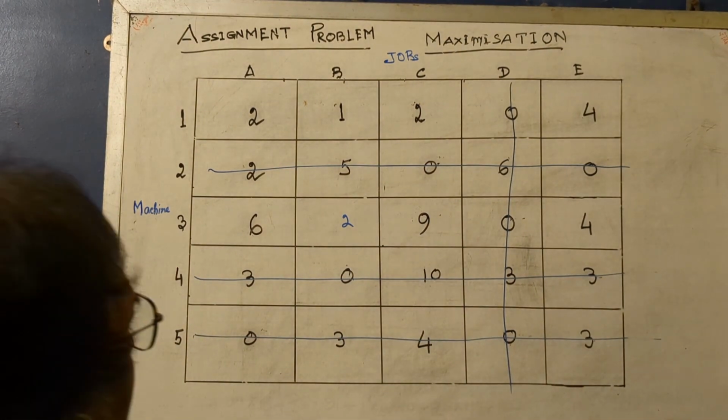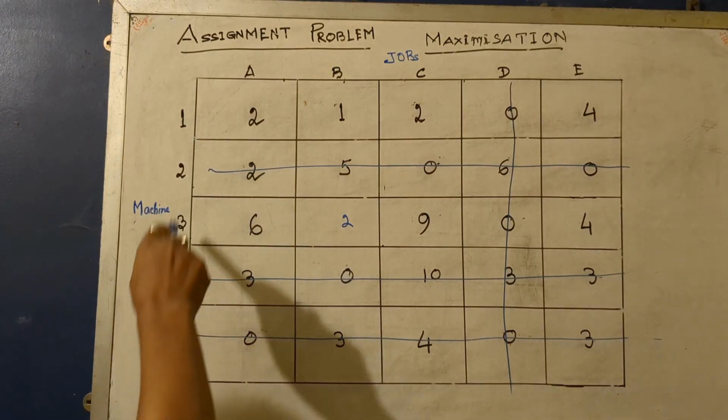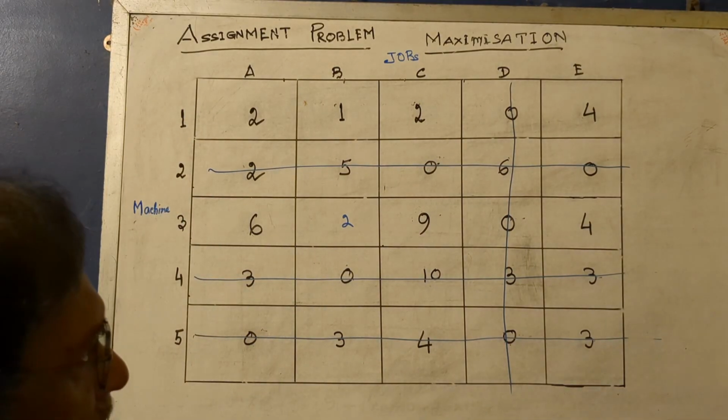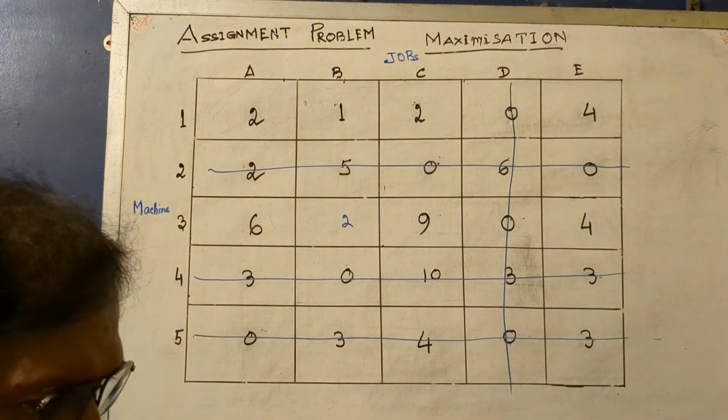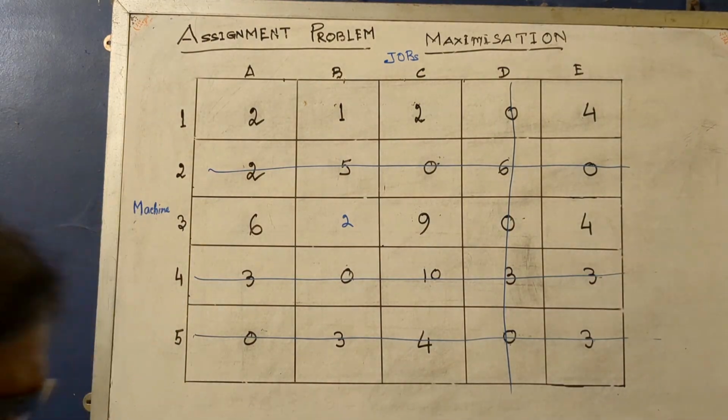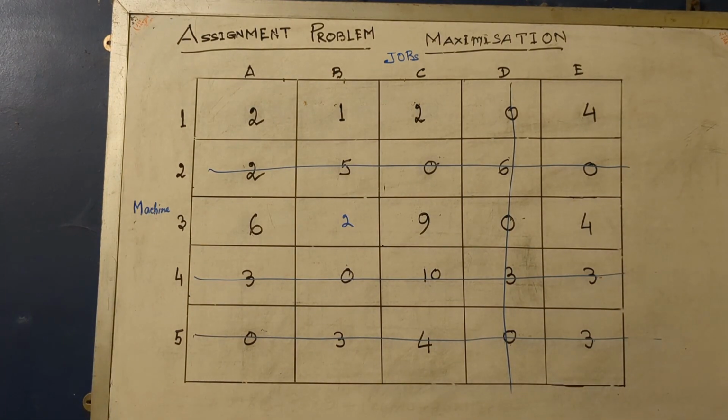What is the order of the matrix? Order means 5 by 5 in this case, 5 rows, 5 columns. If the number of lines and the order of the matrix are the same, then you should stop. That means you have reached the final table, and on that table you should only put the allocation.